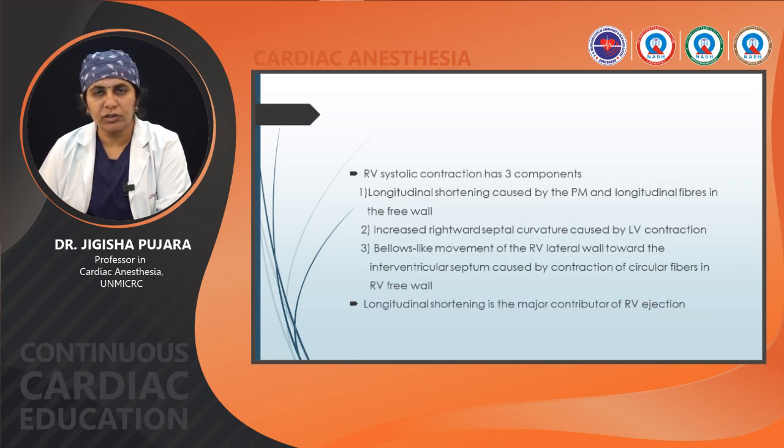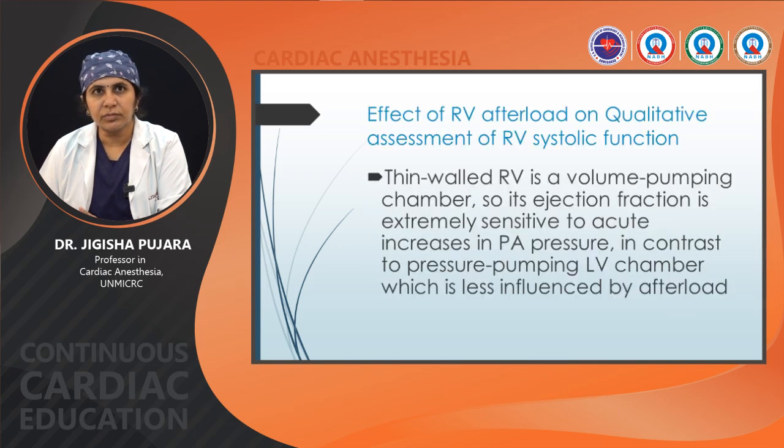RV systolic contraction has three components: longitudinal shortening caused by the papillary muscle and the longitudinal fibers in the free wall, increased rightward septal curvature caused by the LV contraction, and bellows-like movement of the right ventricle lateral wall towards the interventricular septum caused by the contraction of the circular fibers in the right ventricular free wall. Longitudinal shortening is the major contributor to RV ejection.